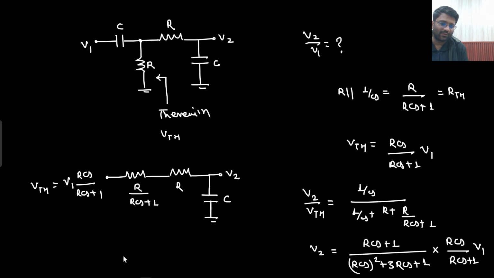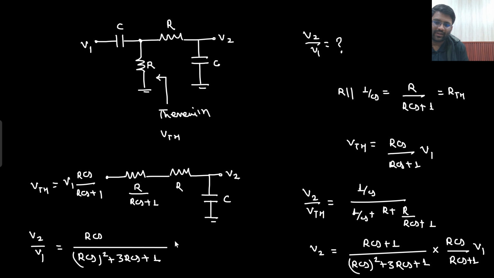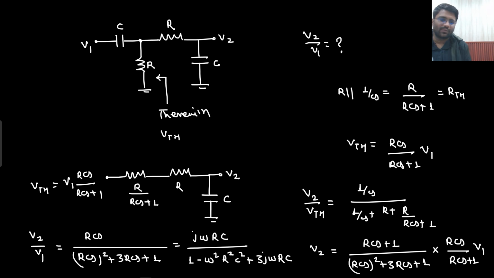Now V2 by V1 is very easy for you. V2 by V1 is nothing but this, and this will get cancelled out. What you are getting? RCS upon RCS square plus 3 RCS plus 1. Okay, so let's go to the omega domain now. j omega RC upon 1 minus omega square R square C square plus 3j omega RC.